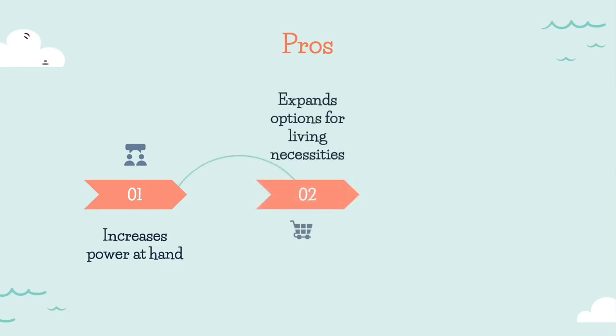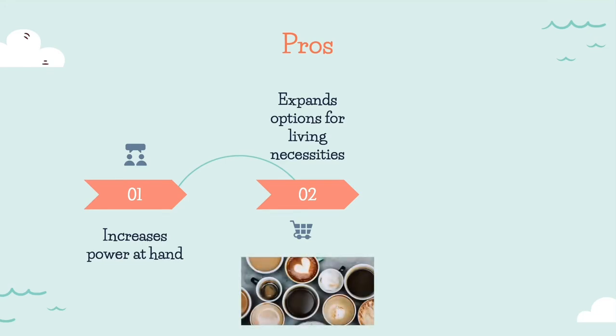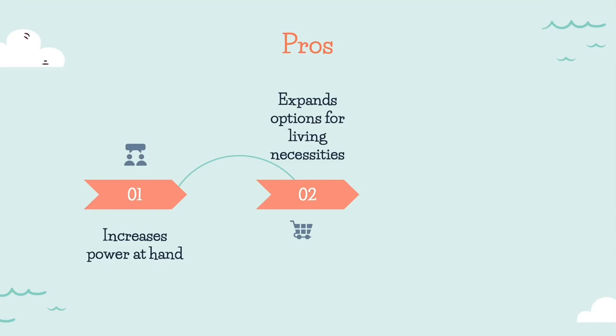Secondly, globalization has expanded options of living necessities. More communities now have access to previously unavailable foods, medicines, and living necessities. For instance, the trading of coffee. Coffee is said to be originally from Ethiopia and consumed in the Arabic region. Nonetheless, due to commercial trades after the 11th century, it is nowadays known as a globally consumed commodity.